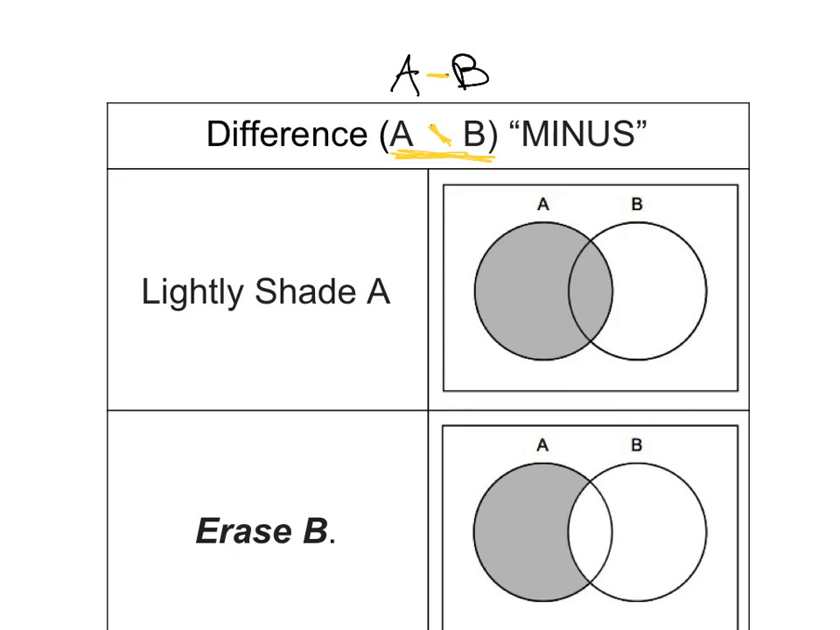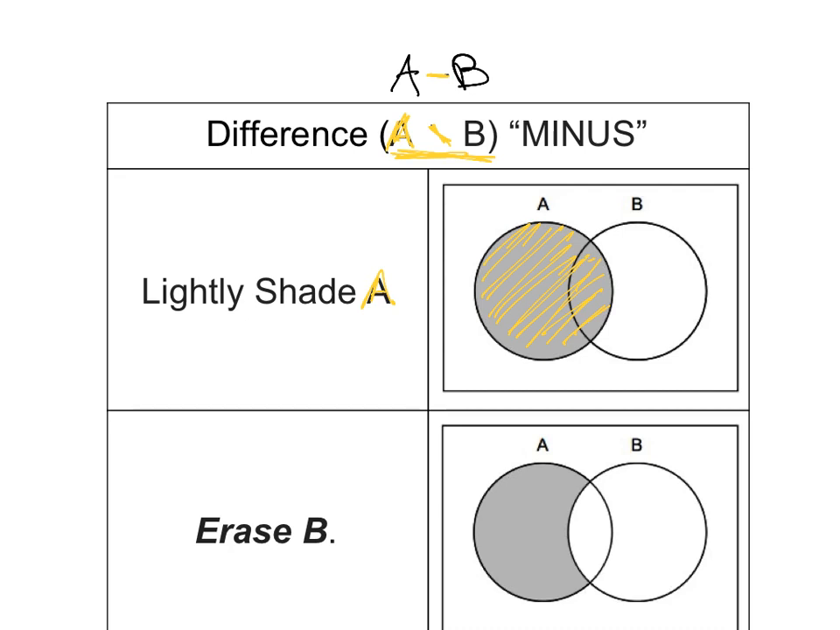Okay, so how does this work? We have A difference B. We're going to start by looking at set A and shading it. So we're going to shade set A.